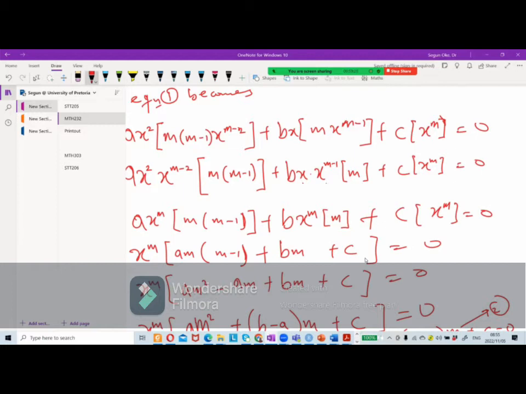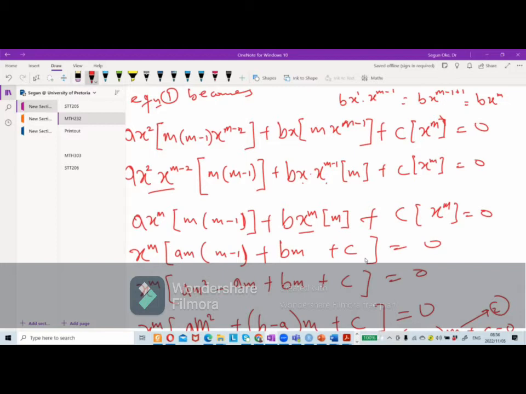From here to here, what do we have? Remember, this is b x raised to power 1 times b m x raised to power m minus 1. So it simply means I can say b x raised to power m minus 1 plus 1, so I will have b x raised to power m. That is why this one is b like this. The same thing happened to all of them.